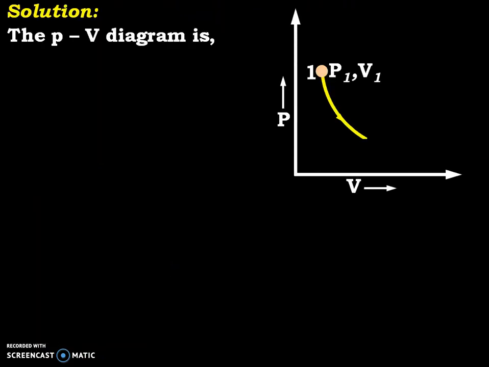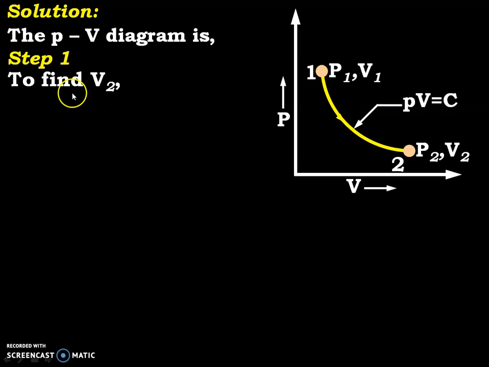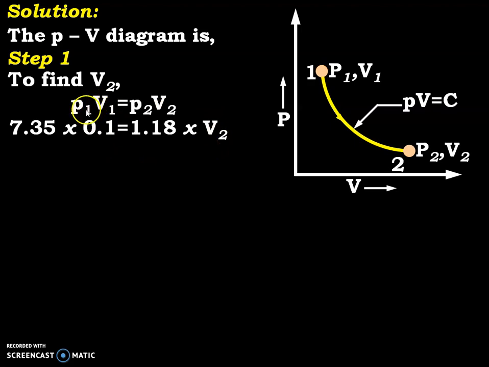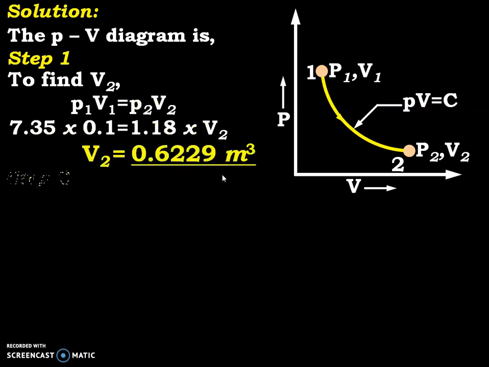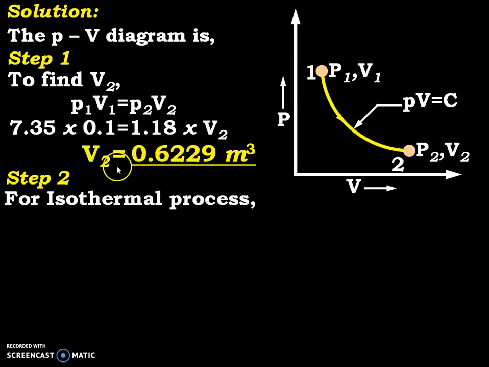So this is the PV diagram, P1 V1, P2 V2. And PV is equal to constant. Step number 1, find V2. How to find V2? Again my equation is P1 V1 is equal to P2 V2. Clear? And what data have they given? They have given us the initial pressure P1, the final pressure, and the initial volume, so we can calculate the final volume. So pressure P1 7.35 multiplied by volume 0.1, P2 1.18 multiplied by V2. So what is V2? 0.6229 meter cube. That is my final volume in meter cube.